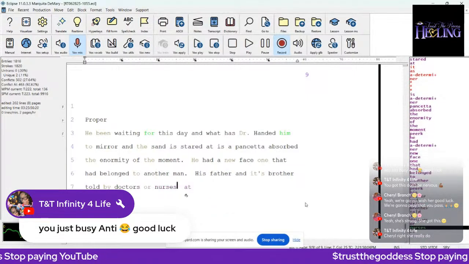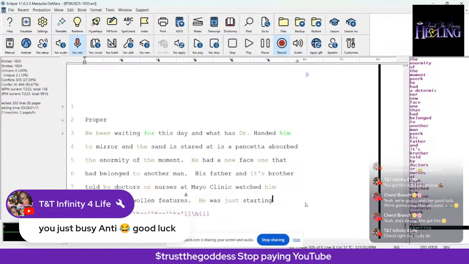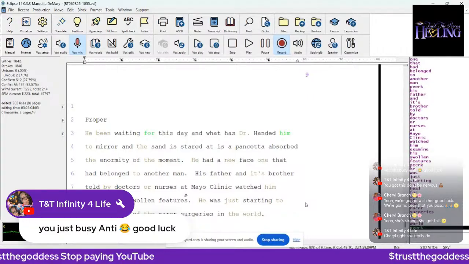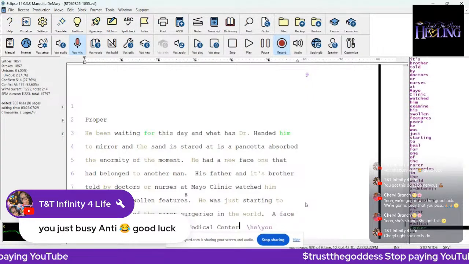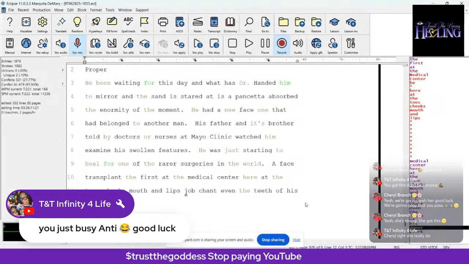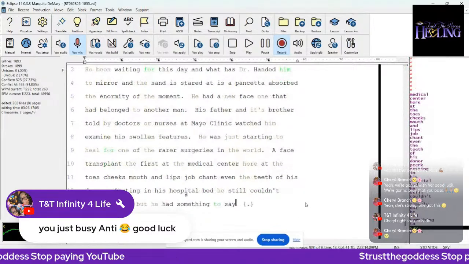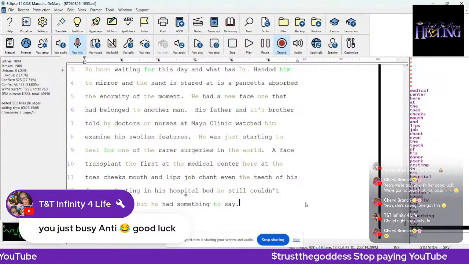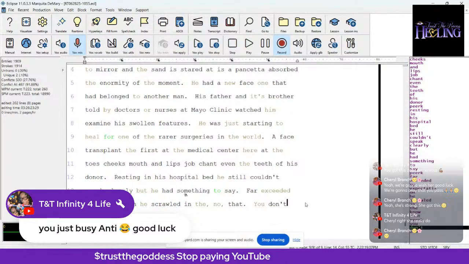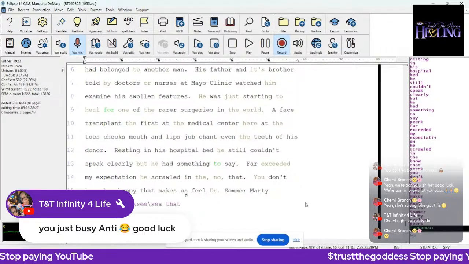He was just starting to heal from one of the rarest surgeries in the world, a face transplant, the first at the medical center. He had the nose, cheeks, mouth, lips, jaw, chin, even the teeth of his donor. Resting in his hospital bed, he still couldn't speak clearly, but he had something to say. "Far exceeded my expectations," he scrawled in a notebook. "You don't know how happy that makes us feel," Dr. Samir Mardini replied as he read the message aloud, addressing the man who'd become his friend over the last decade.